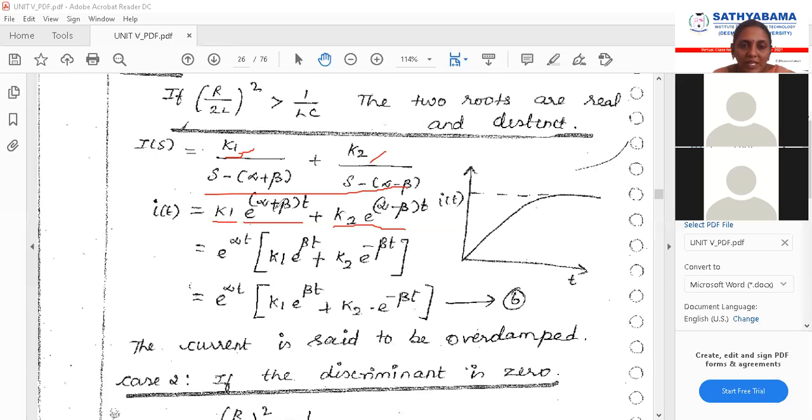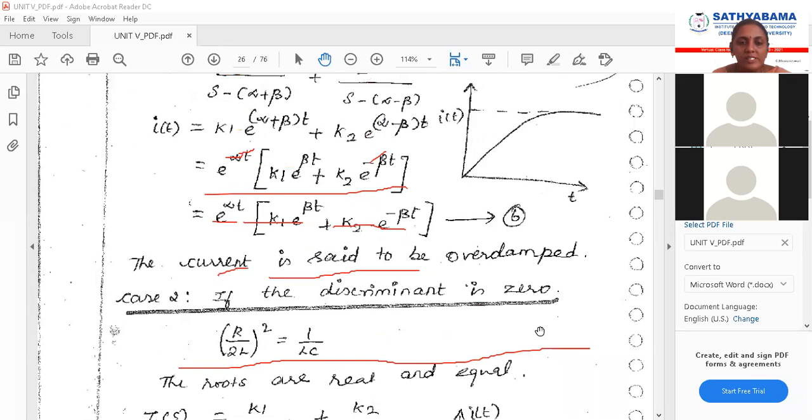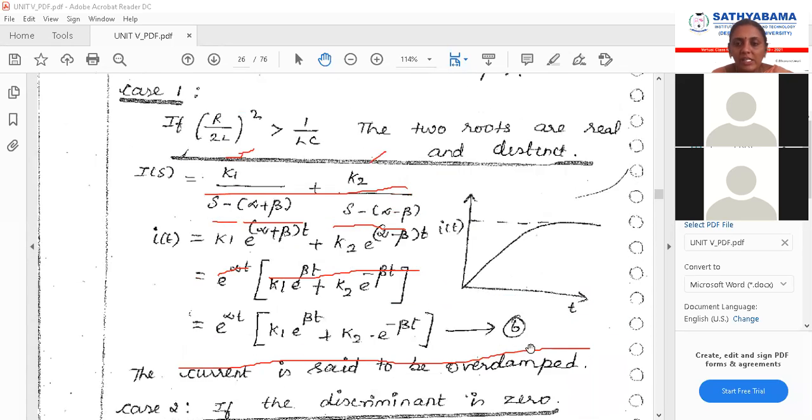Now e power alpha t is common in both, so I will pull it out. This can be reduced into K1 into e power beta t plus K2 into e power minus beta into t. The current is said to be overdamped. Overdamped means the damping is very high and it will not come to rest quickly. It will take a longer time to come to rest. That's why we call it overdamped, and the response will be like this.